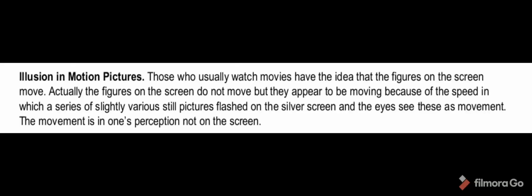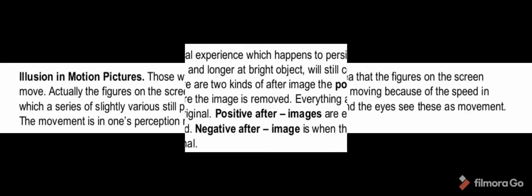Illusion in motion pictures. Those who usually watch movies have the idea that the figures on the screen move. Actually, the figures on the screen do not move, but they appear to be moving because of the speed in which a series of slightly varying still pictures flash on a silver screen, and the eyes see these as movement. The movement is in one's perception, not on the screen. So movie directors use this to minimize the time and the effort in filming a movie.